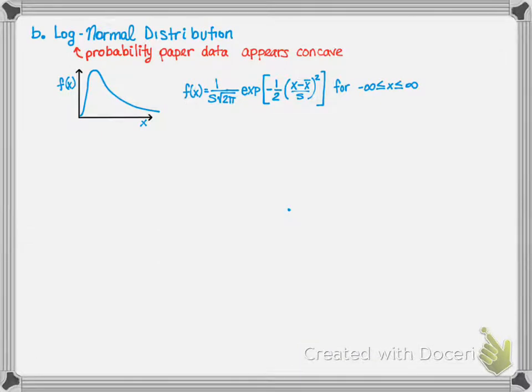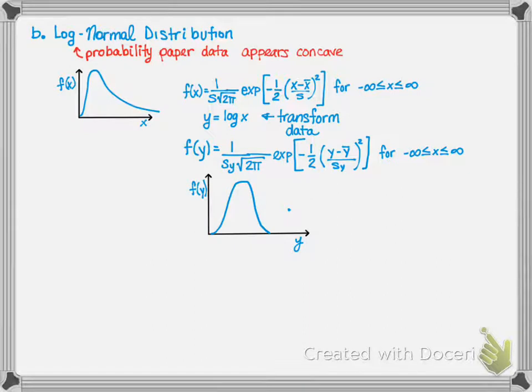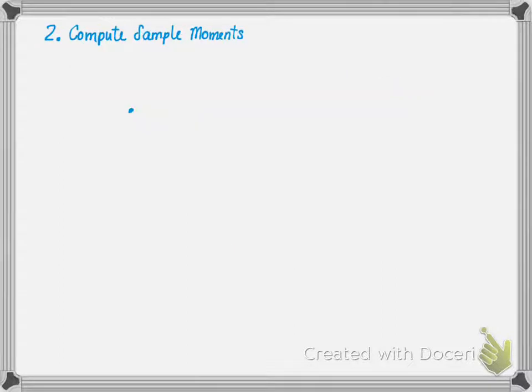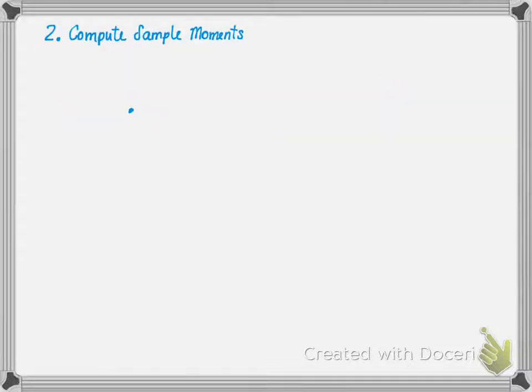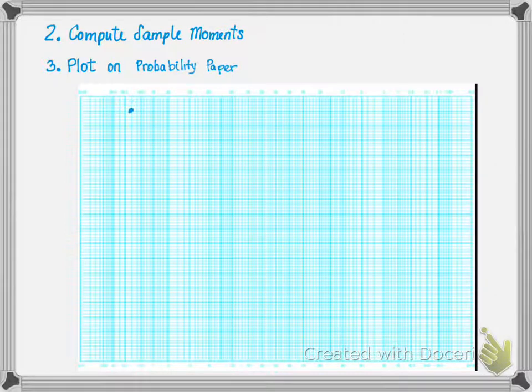The log normal on probability paper will appear concave. The distribution looks as such, and the only difference is that you have to do a log transformation of the data. So all your x values need to be converted to y's. When you do that, the distribution will look normal, and you can then use the same procedure as the normal distribution. You then need to calculate the sample moments, the mean and the standard deviation for your data sets, so that you can plot it on probability paper.